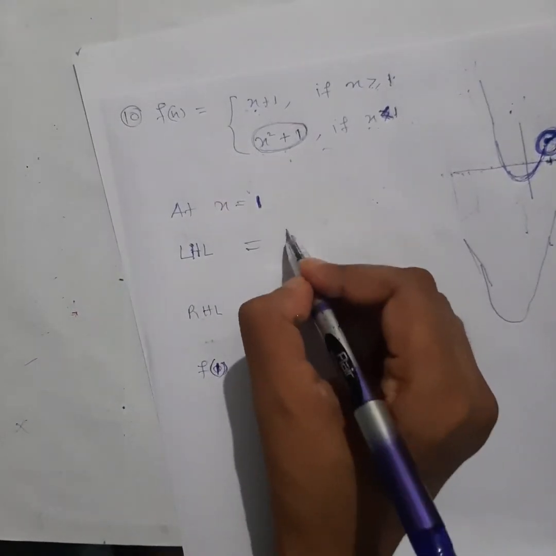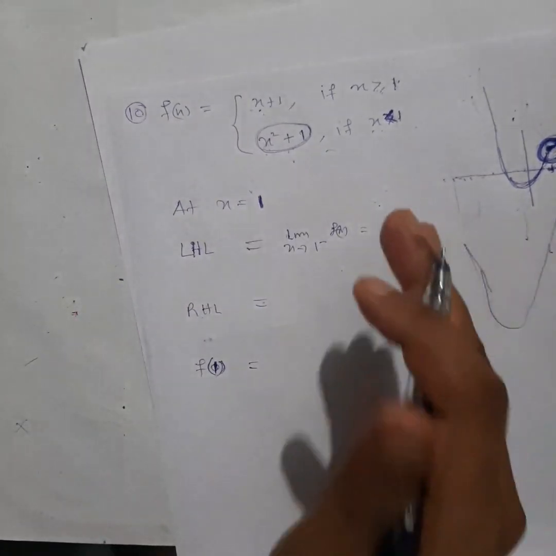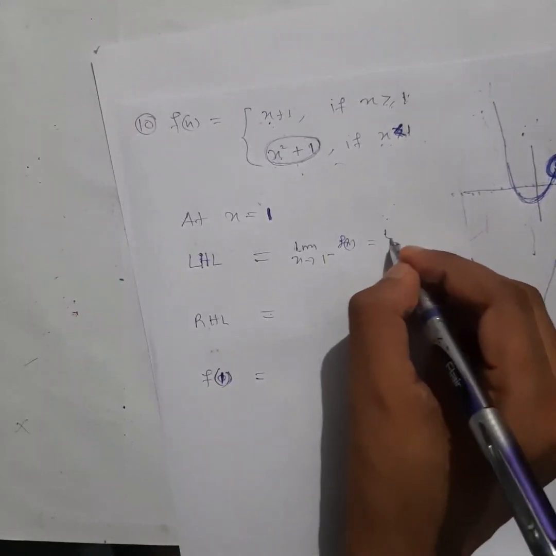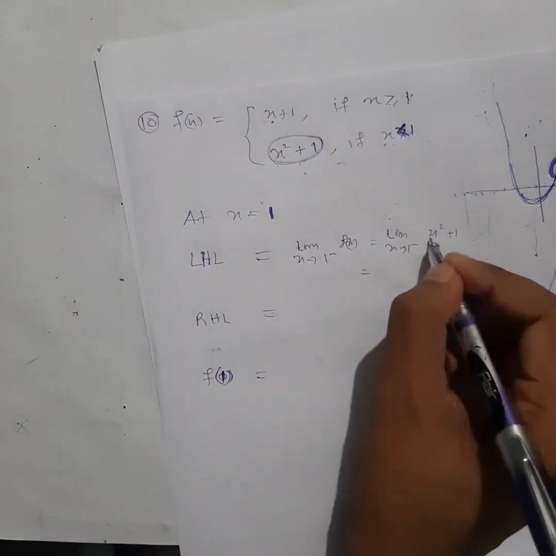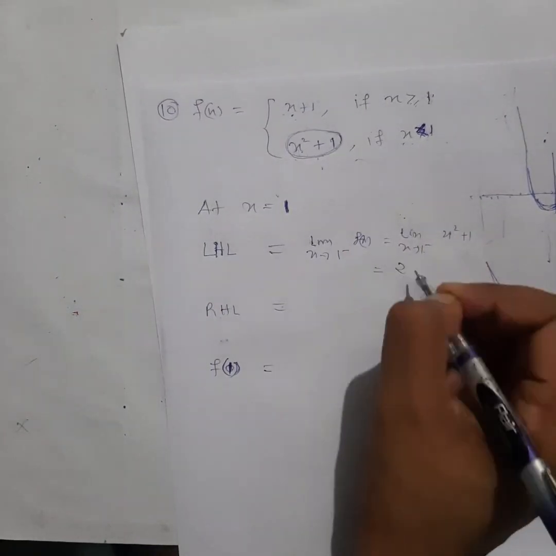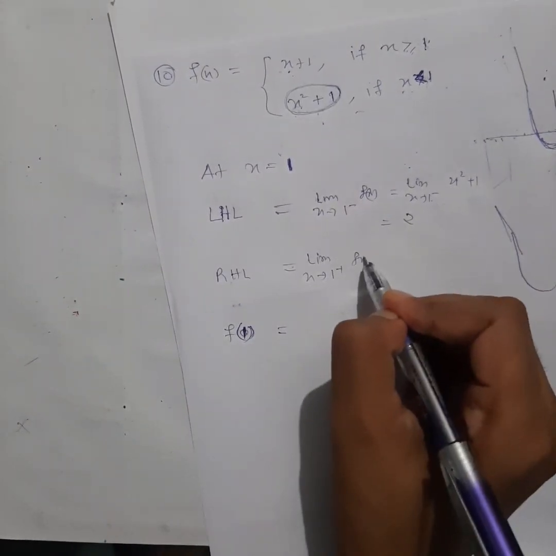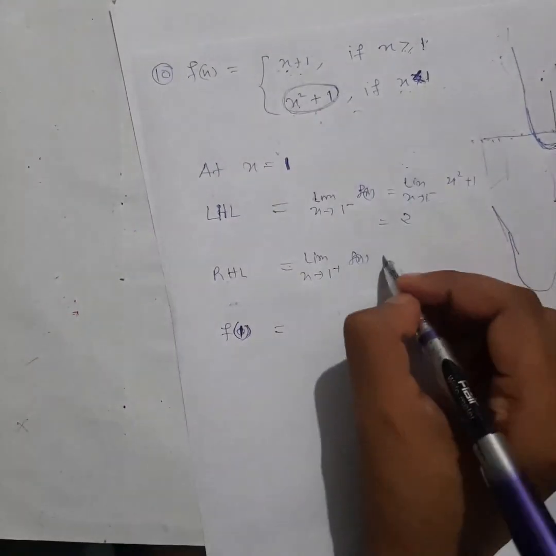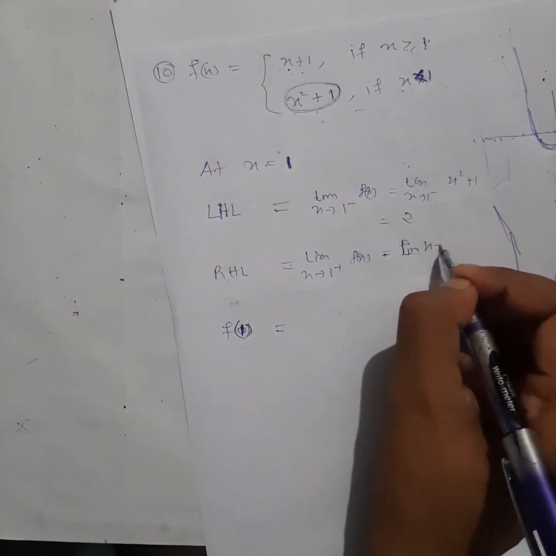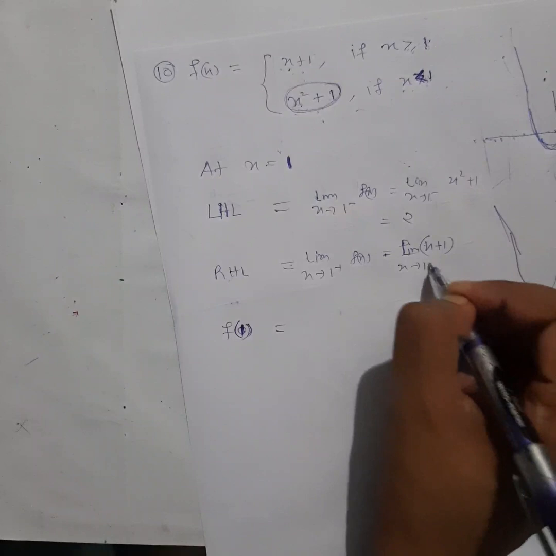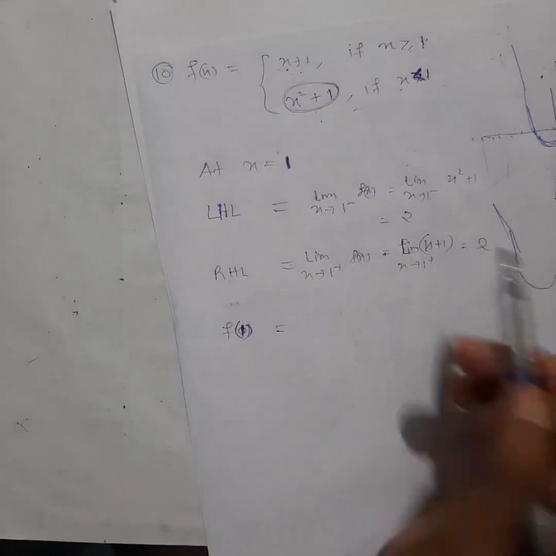So the left hand limit: limit x tends to 1 minus f(x). 1 minus means just less than 1. Less than 1 means this function: limit x tends to 1 minus of x square plus 1. This is a defined function, a determinate value, right? If I put 1 here directly, what you will get? 2. Now limit x tends to 1 plus f(x). 1 plus means greater than 1. Greater than 1 means the x plus 1 function: limit of x plus 1, x tends to 1 plus. It is a determinate value, so can I put 1 directly? So 2. So the left hand limit and the right hand limit we got are both 2.